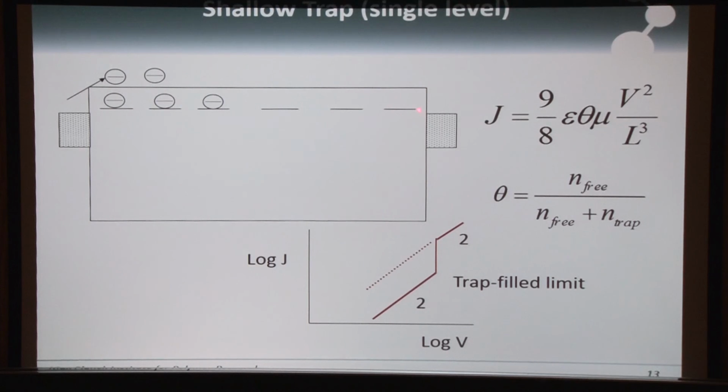Now, if you would have only one nice sharp energy level, you can calculate that the current would still be quadratic, but it would be reduced compared to the normal space-charge-limited current by a certain factor theta, which depends on the amount of traps and on how deep the trap is. But it would still be a quadratic current.